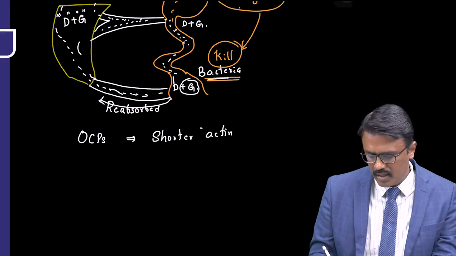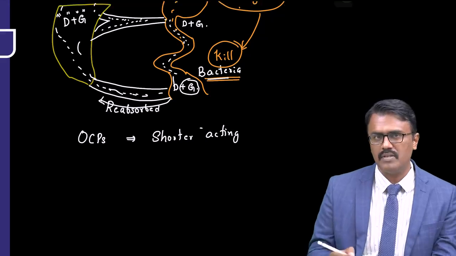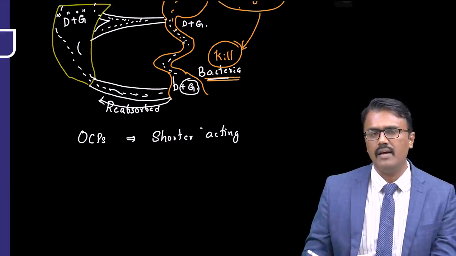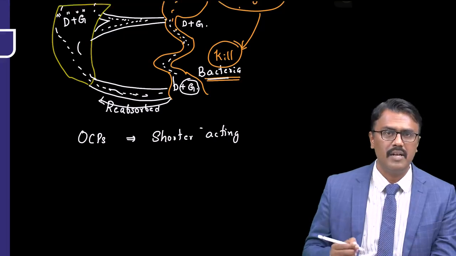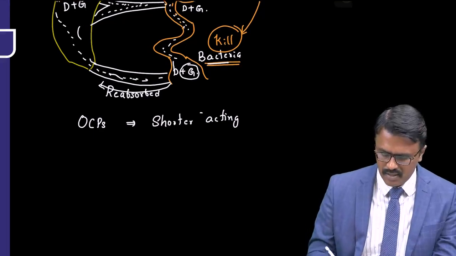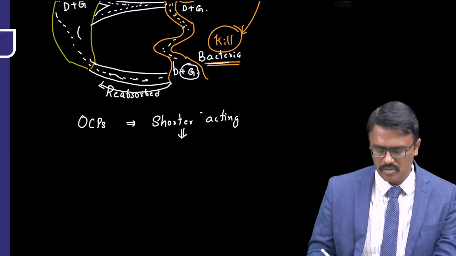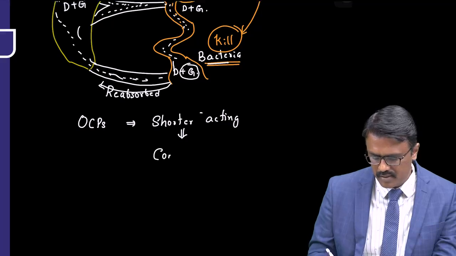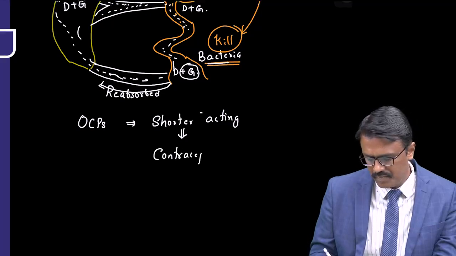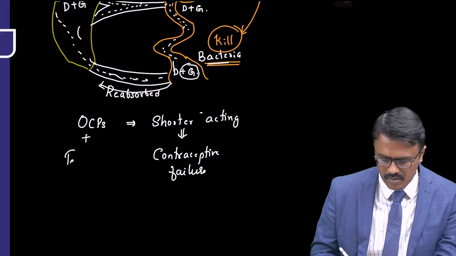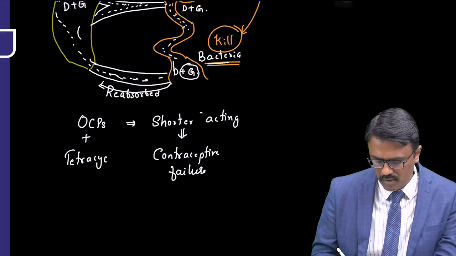They are shorter acting. The reason is simple, because the tetracycline kills the bacteria and the drug will not undergo enterohepatic recycling. So, what happens if they are shorter acting? The drugs will not produce the full effect. So, there is a drug failure and we call it contraceptive failure. Contraceptive failure can happen. So, OCPs should not be used with tetracyclines. This is one of the drug interactions they can ask you in the exams.